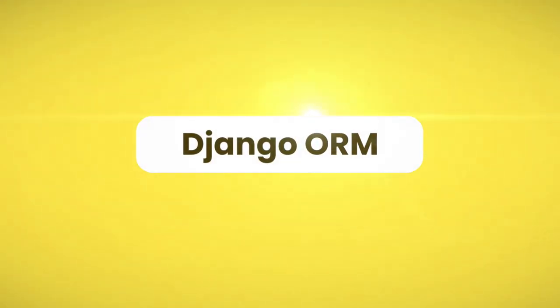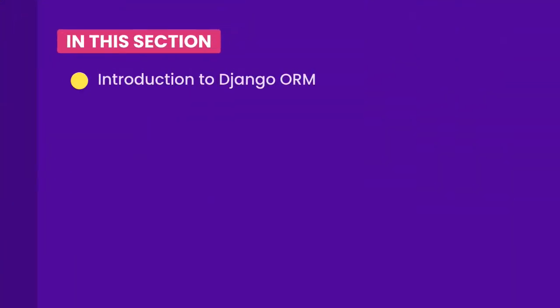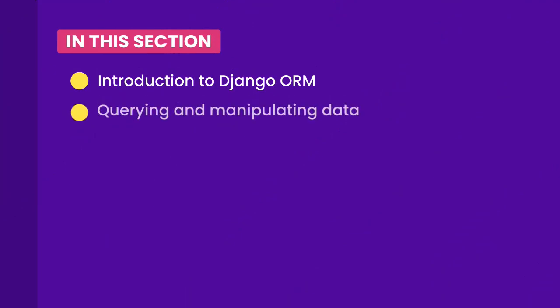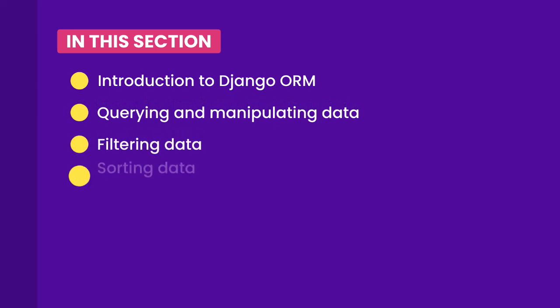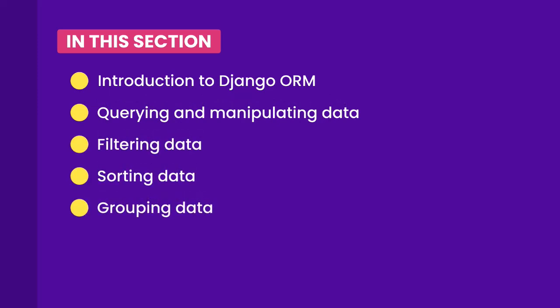Welcome back to another section of the Ultimate Django course. In this section, you will learn how to query and manipulate data using Django ORM, or Object Relational Mapper. We'll start off this section with a quick overview of Django ORM and the problem it solves. Then we'll spend the rest of the section on various ways to query and manipulate data. We'll cover filtering, sorting, grouping data, and much more.